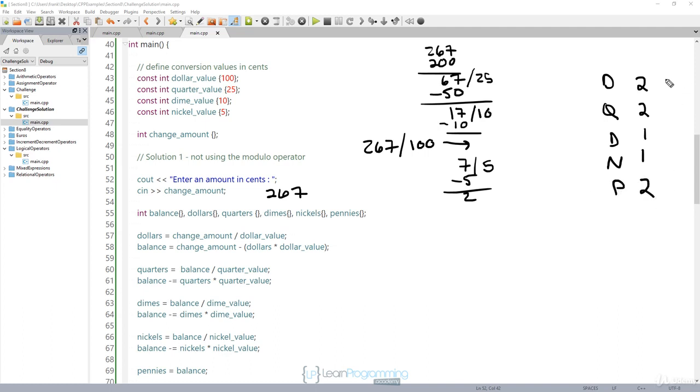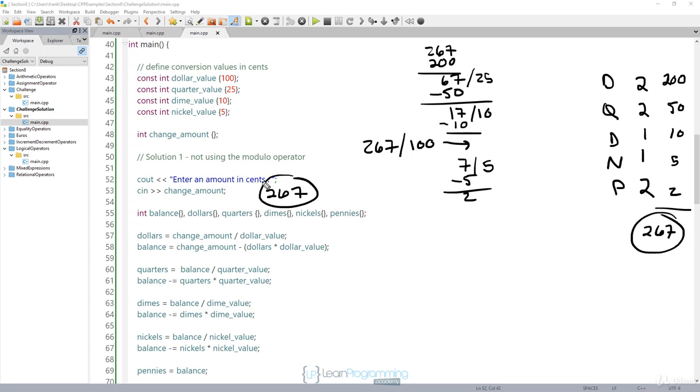Right? So this gives us, right here, 100 times 2. It gives us the 200. This gives me 50. This gives me 10, 5, and 2. Add all that up. I get 250, 260, 270. I'm sorry, 200, 250, 267, which is exactly what we started out with.